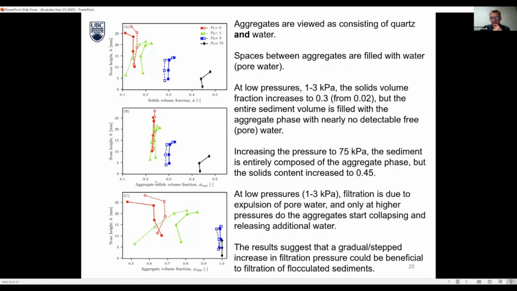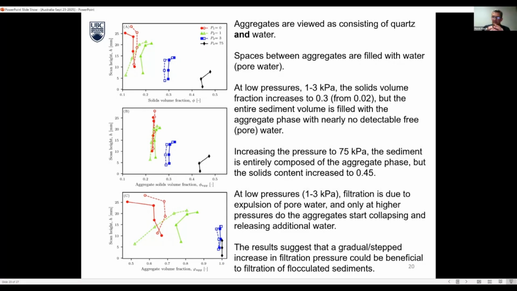You can see that the aggregate solids content for those red and green lines, those two sets of data reflecting two measurements, shows really no change in the solids content inside the aggregates. We removed water from between aggregates, but we did not really destroy the aggregates. Only when we go to much higher pressures, to show an extreme value, 75 kilopascals, you can see that basically the entire volume is now occupied by aggregates. The solids content in the aggregate phase is the same as the solids content in the sediment, roughly 45, maybe 50% by volume. So that means that finally, at very high pressures, we started to collapse the aggregates themselves.